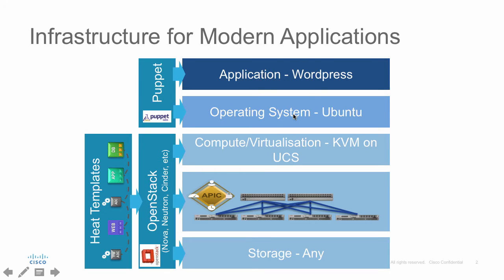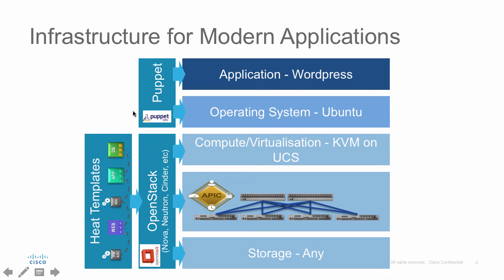This application is going to be deployed onto an OpenStack based private cloud environment. In this instance, we're just using local storage, but OpenStack is going to be provisioning network resources onto an ACI fabric, and it's also going to be provisioning the virtual machine resources onto the KVM hypervisor running on some UCS C-series servers.